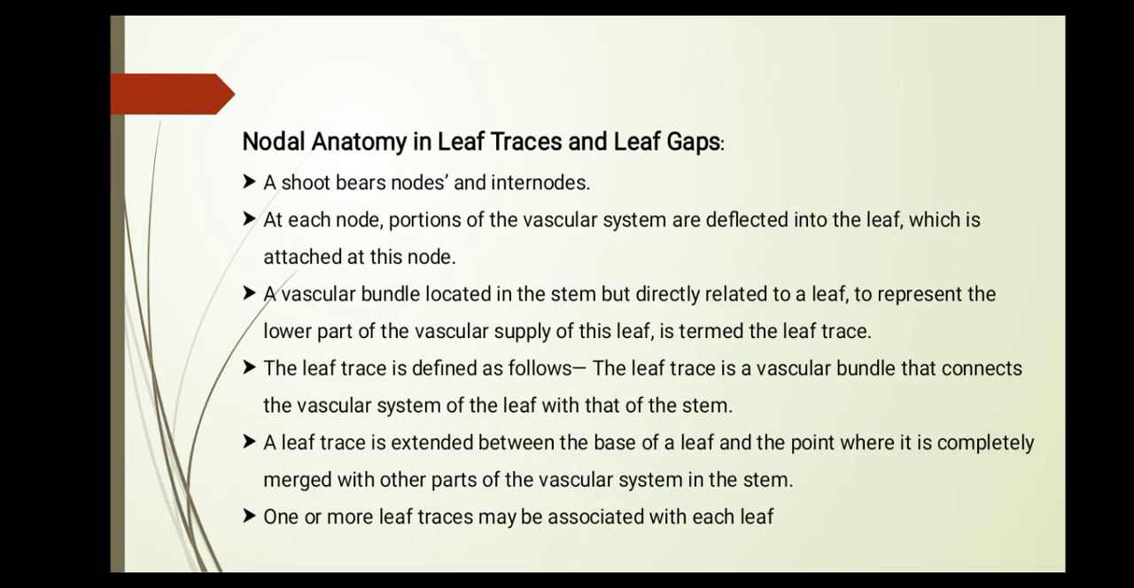What is a leaf trace? Definition of a leaf trace. The leaf trace is the vascular bundle that connects the vascular system of the leaf with that of the stem. A leaf trace extends between the base of the leaf and the point where it is completely merged with other parts of the system in the stem. One or more leaf traces may be associated with each leaf.